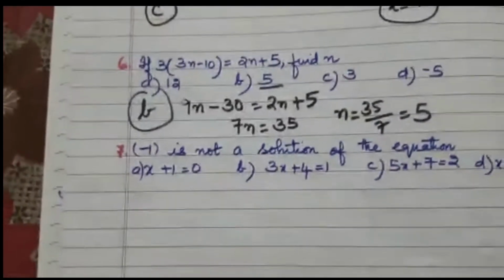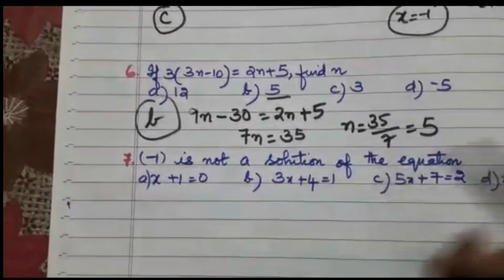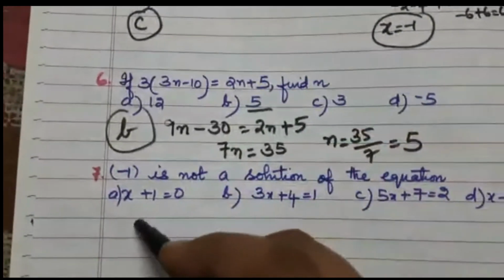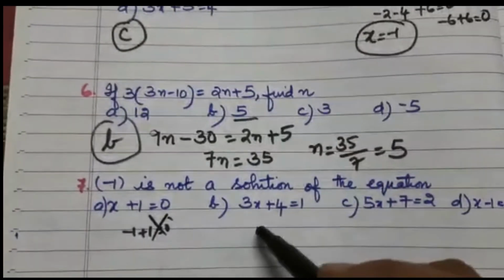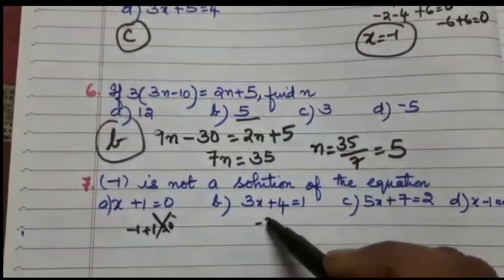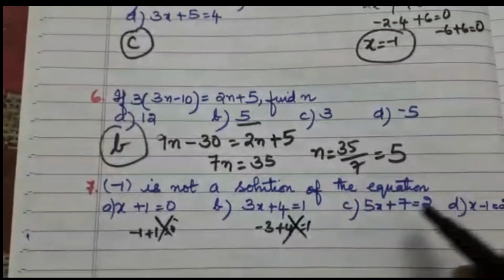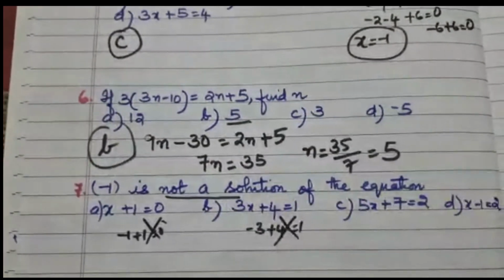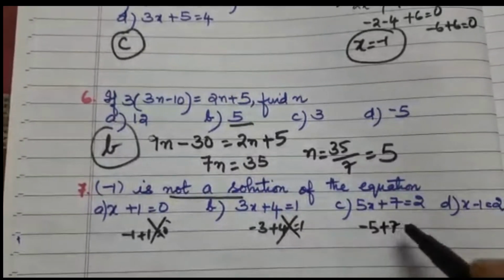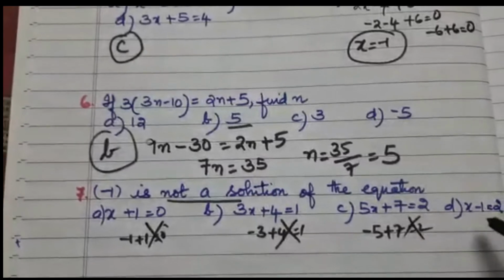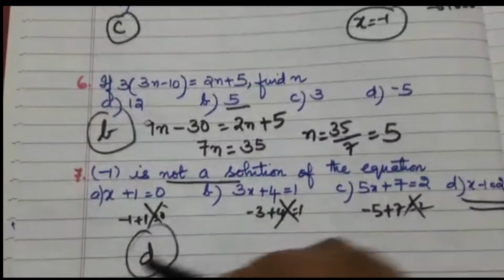Okay. The next: minus 1 is not a solution of the equation. So we check: minus 1 plus 1 equal to 0, this is not it. Then 3 into minus 1 is minus 3 plus 4, that is equal to 1, so that is a solution; you have to find out which is not. So 5 into minus 1 is minus 5 plus 7, that is 2, that is not. So only this one. So the answer is D.